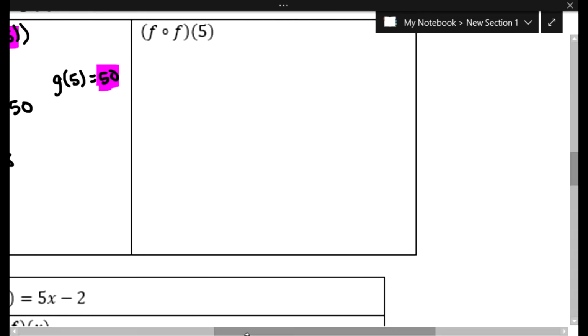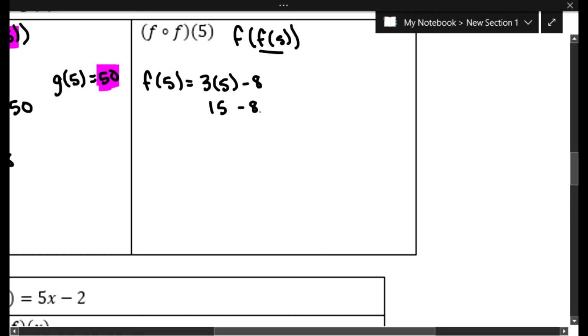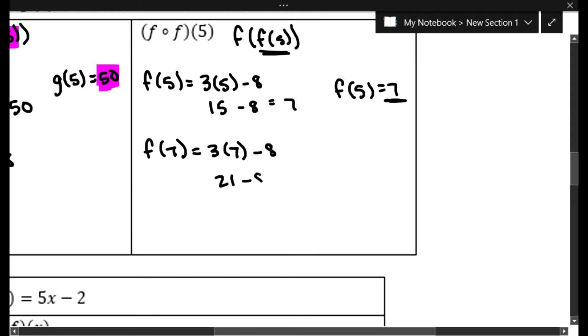It says f of f of 5, so that means in the f of x function, we're going to do f of 5. We're going to put the same function into itself. So the first thing I'm going to find is f of 5. f of 5 is equal to, it was 3x minus 8, so we're doing 3 times 5 minus 8. Simplify that. 15 minus 8 is 7. So I know f of 5 is equal to 7, so I'm going to substitute that in for f of 5. So we're going to do f of 7 this time, and we're going to do 3 times 7 minus 8. 3 times 7 is 21. 21 minus 8 is 13. That's when we're using numbers.